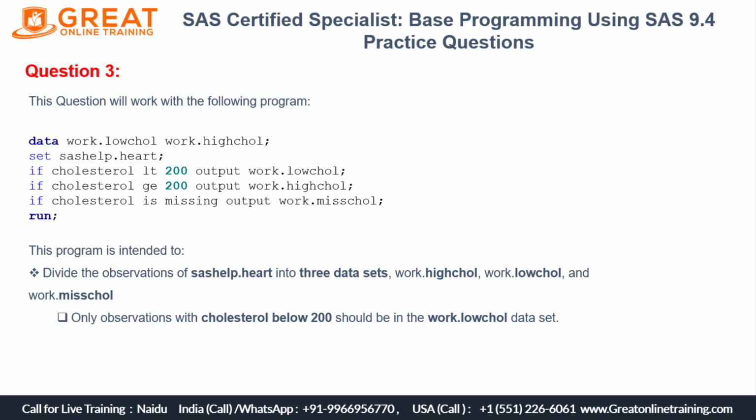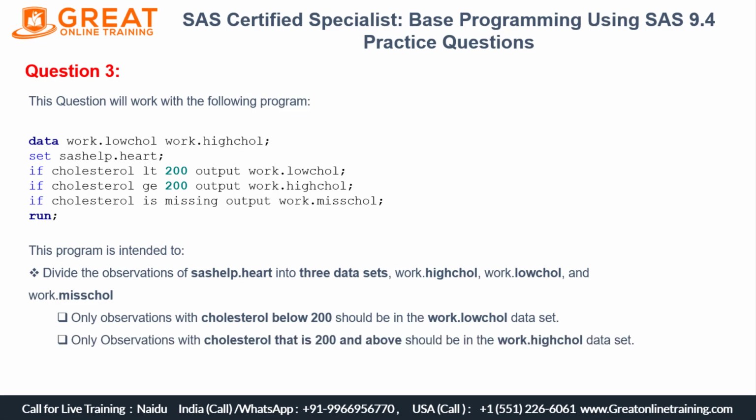Apart from that, we need to know that only observations with cholesterol below 200 should be added into the low cholesterol data set, and only observations with cholesterol 200 or above we are putting into high cholesterol. Some observations have a missing cholesterol, so the cholesterol variable has missing values also, and that particular information we are just keeping in the missing cholesterol data set. Basically, according to this question, we need to create three data sets.